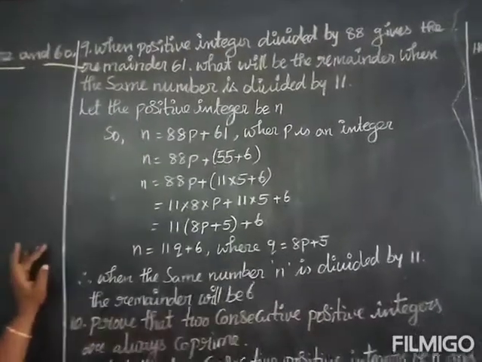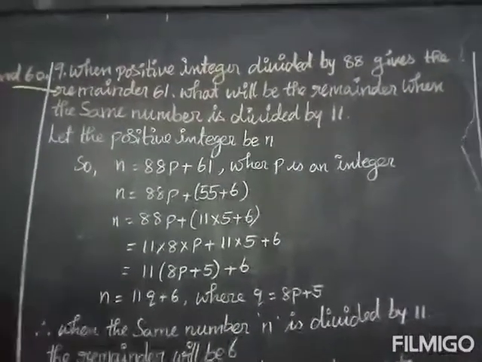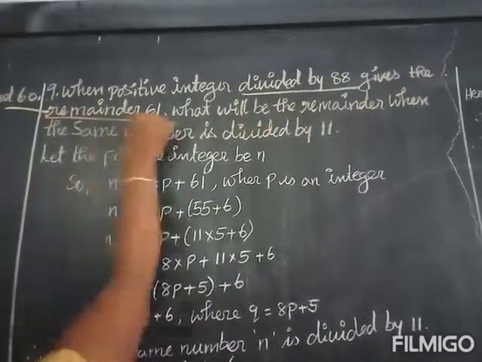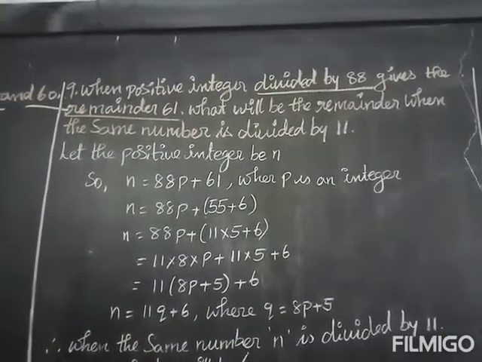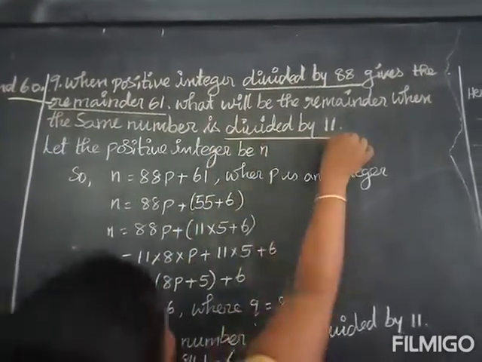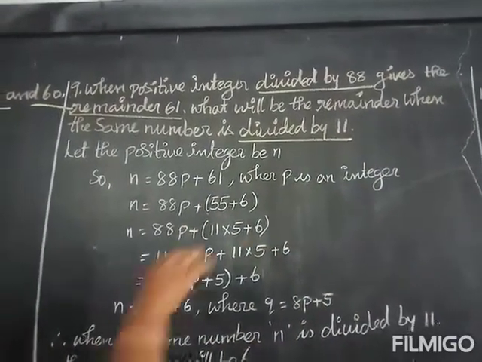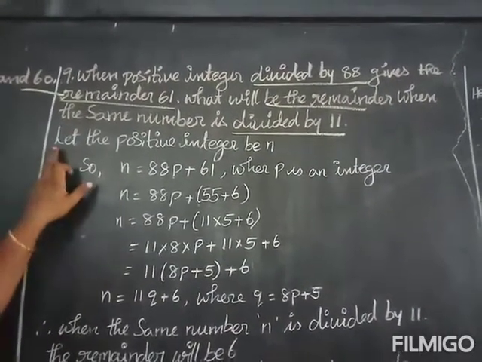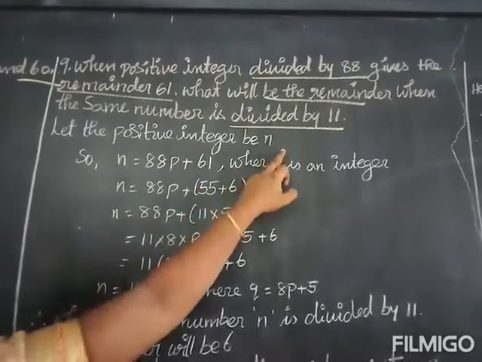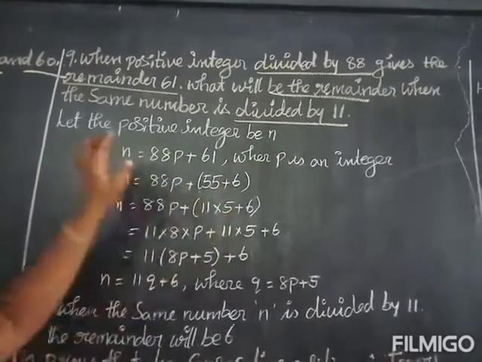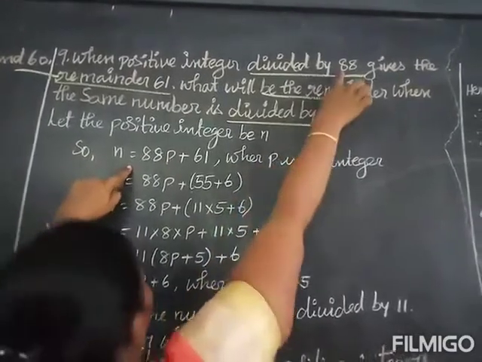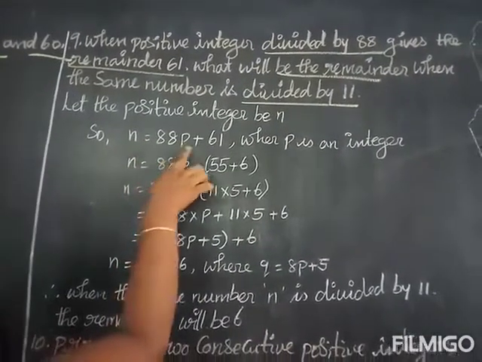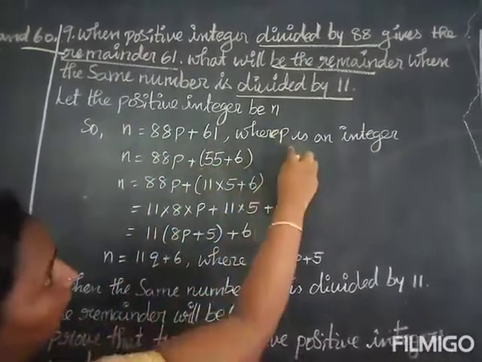When a positive integer is divided by 88, it gives a remainder of 61. What will be the remainder when the same number is divided by 11? We don't know that number, so let the positive integer be n. If it is divided by 88, it leaves the remainder 61. How to write this? n equals 88p plus 61, where p is an integer.